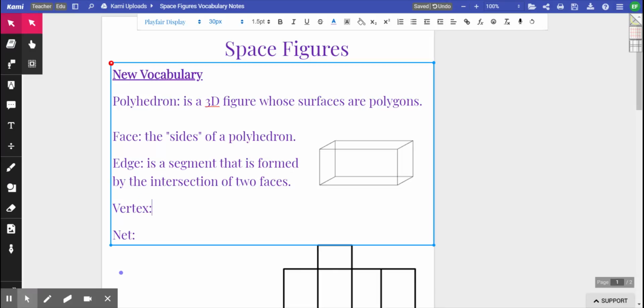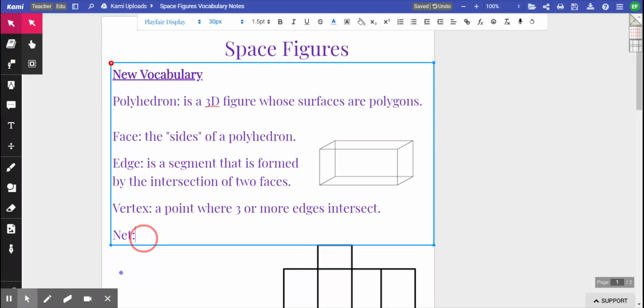A vertex. A vertex is a point where 3 or more edges intersect. So any one of these little corners, if you will, of our shape here. Right here, that would be considered a vertex. Here's a vertex. In the back, here's another vertex. And then there's one up here as well. So it's a point where 3 or more of our edges intersect each other.